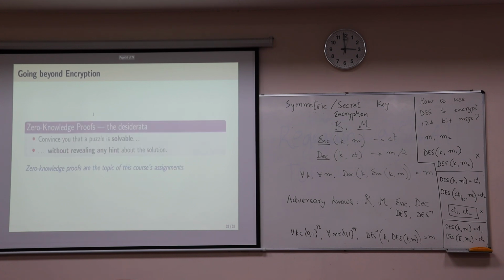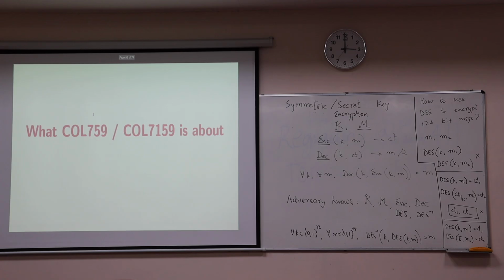Going beyond encryption, your assignments will be on something called zero knowledge proofs. So the basic idea is I want to convince you that I know a solution to a puzzle, but I don't want to give you the solution. How can we do this if we are allowed interaction? So on the surface, this should look very magical or unbelievable. How can I convince you that I know the answer without giving you the answer? But this is something that zero knowledge proofs allow you to do, and this is what you'll see in your course assignments. Okay. All right.